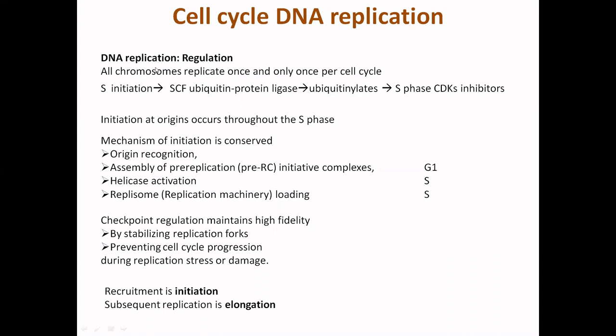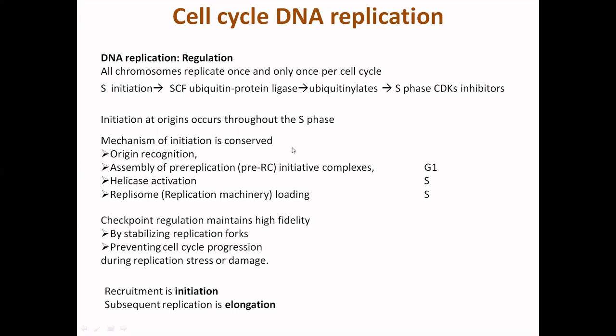The synthesis phase, or the DNA replication, initiates when the SCF ubiquitin protein ligase is activated, which leads to the ubiquitination of the S phase CDK inhibitor. If the inhibitors are absent, then it will continue. There should be only one replication, only once per cell cycle. So it should not replicate more than once. And we know that the eukaryotic DNA has multiple origins in the same chromosome. So the initiation at the origins occurs throughout the S phase.